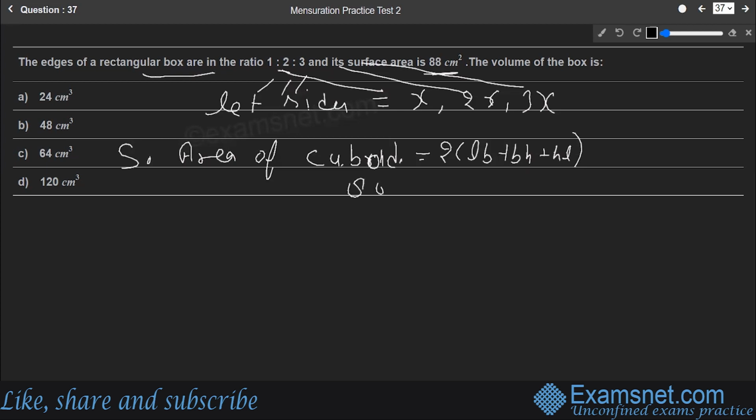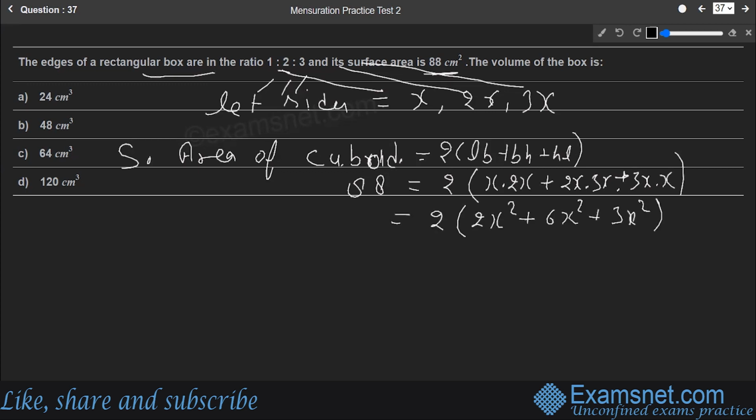Surface area of the cuboid is already given to be 88, which has to be twice of L into B, that is x into 2x, plus B into H, that is 2x into 3x, plus H into L, that is 3x into x. If we solve this further, this comes out to twice of 2x square plus 6x square plus 3x square, that is 6 plus 2, 8 plus 3, 11x square into 2, that is 22x square. The value is 88. Clearly, x square comes out to be 4, which gives us the x value as 2.